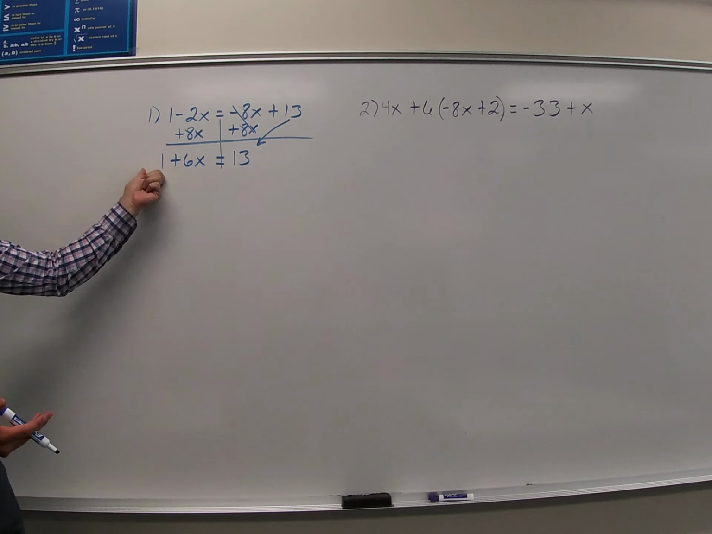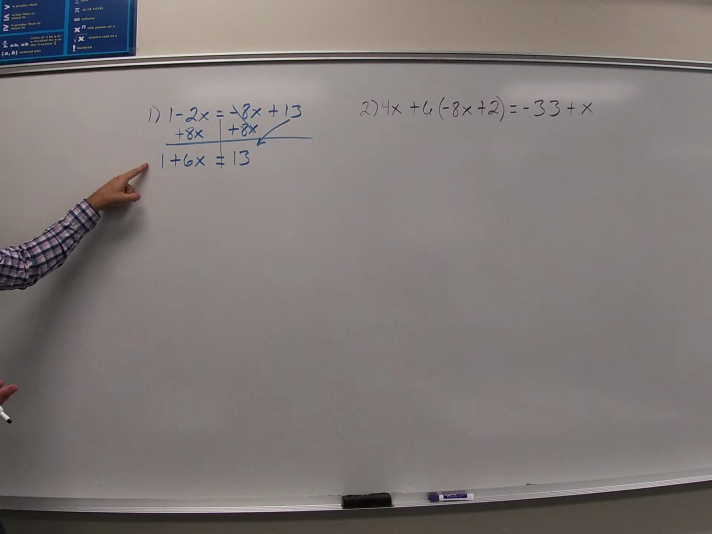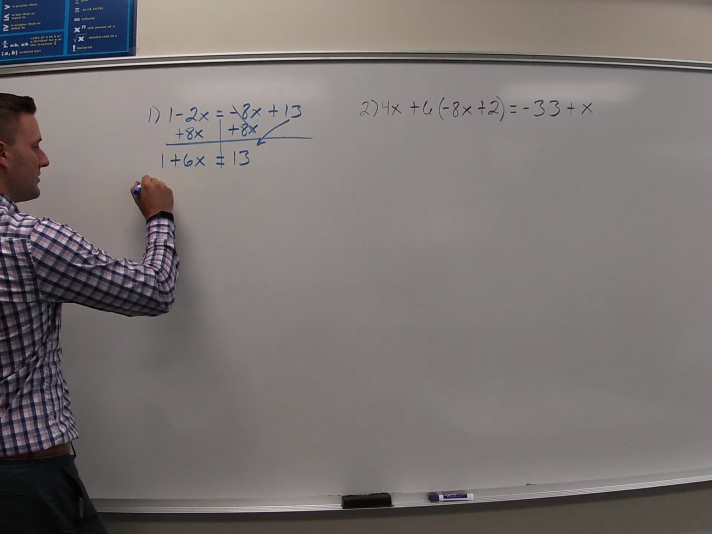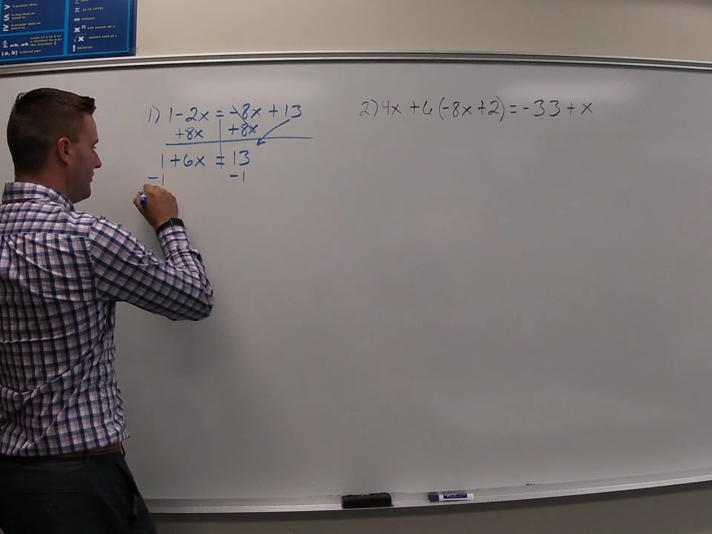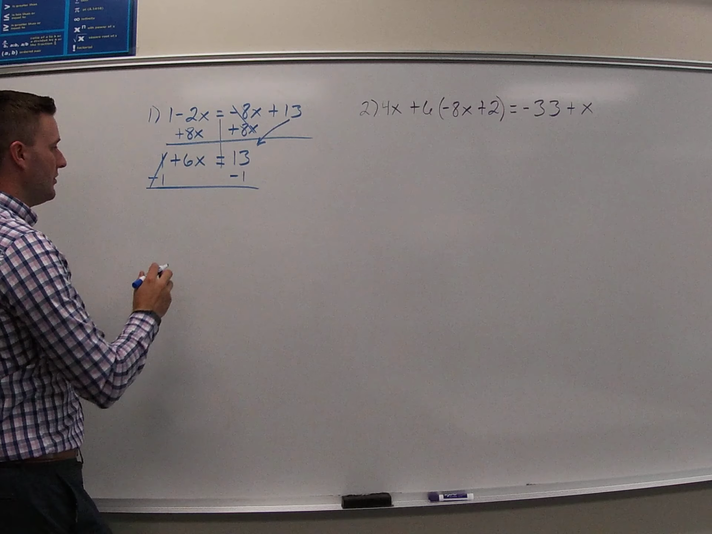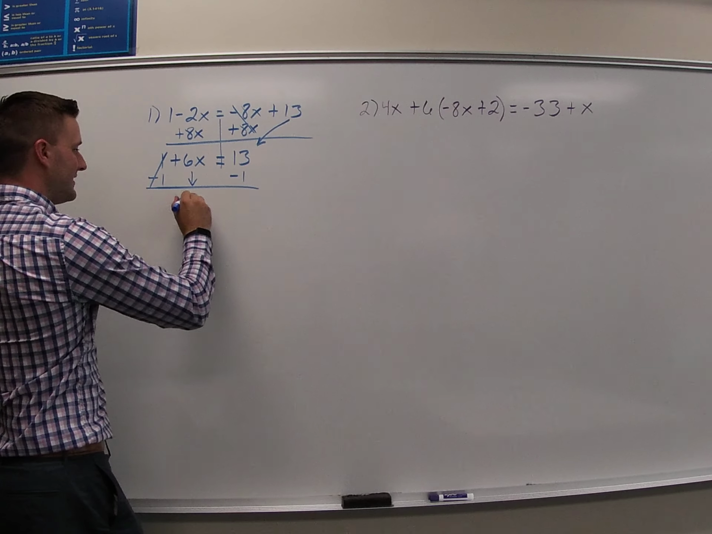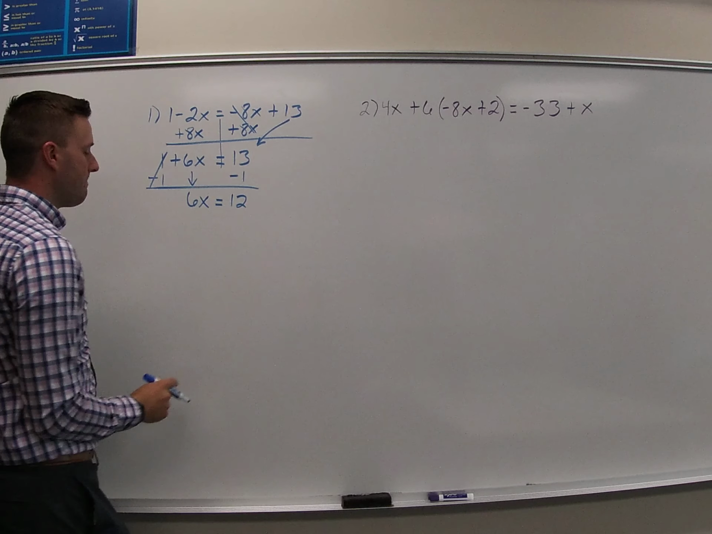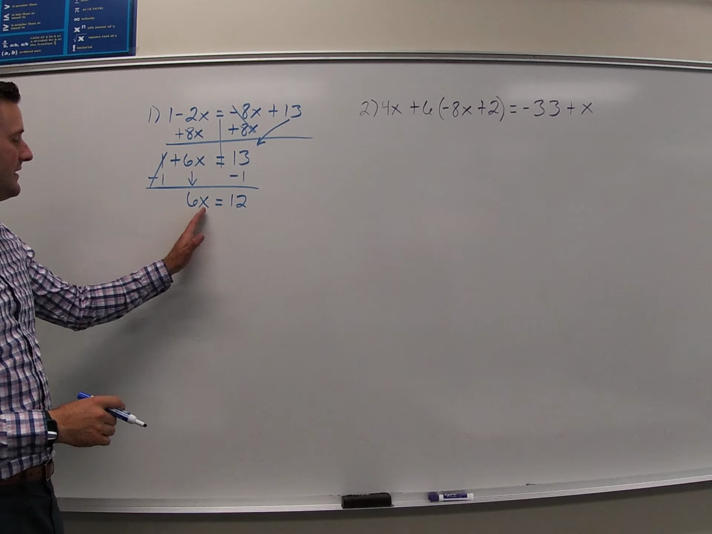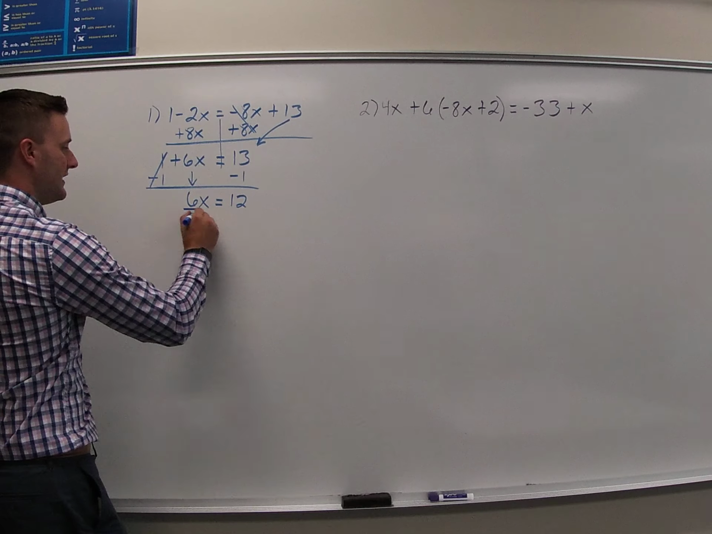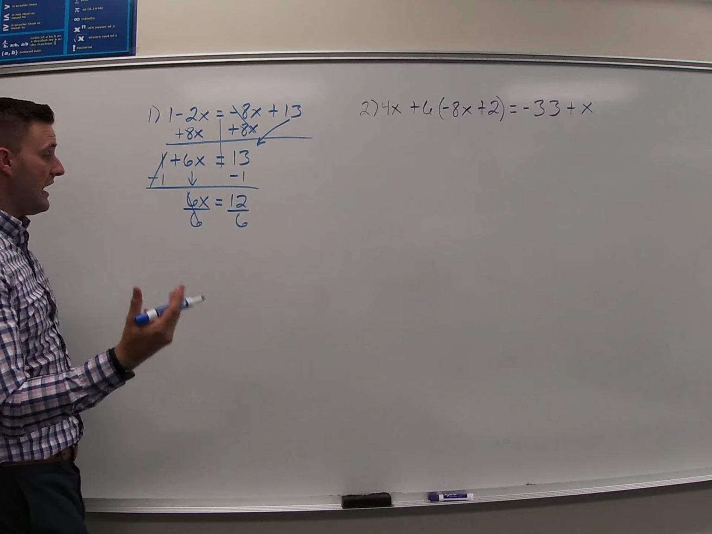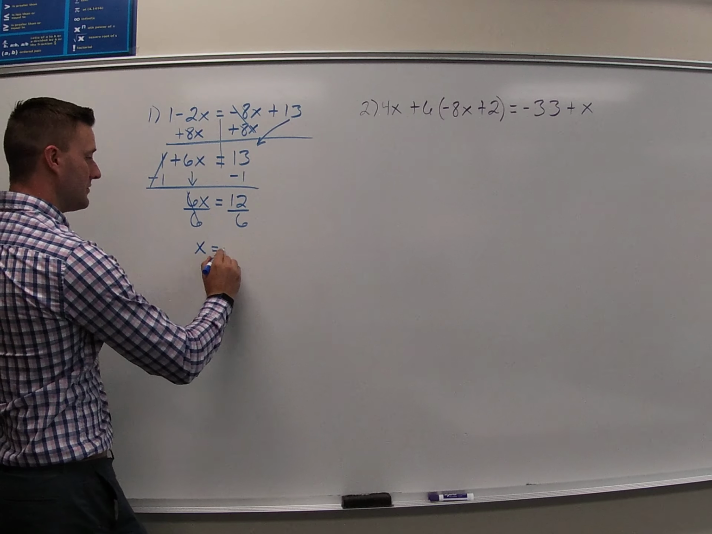I'm going to move this positive 1. We know it's positive because there's no sign out in front. So to move a positive 1, I need to undo it by subtracting 1 from both sides. So I'm going to subtract 1 from both sides, bring down my 6x, and this is going to be equal to 12. Now, to isolate or get x by itself, the opposite of multiplying by 6 is to divide by 6. So when I divide both sides by 6, I get that x equals 2.